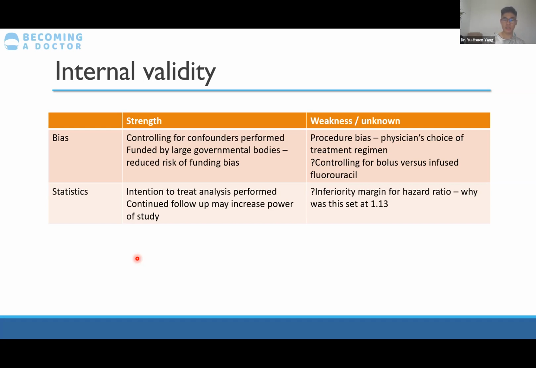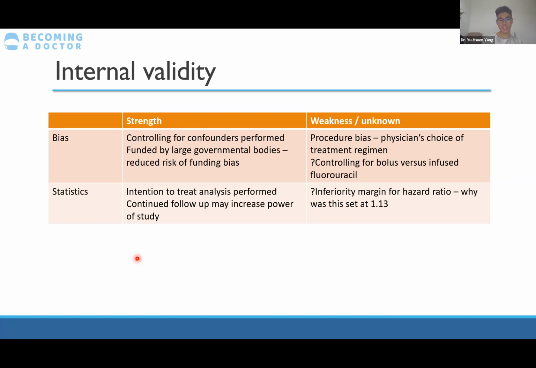We mentioned that, I think Kale or Kantida, you mentioned that the physician's choice of treatment regimen was included there, and there may be some level of procedure bias as a result of that. And I mentioned about the bolus versus infused fluorouracil, whether that was controlled for in terms of the central randomization as well.